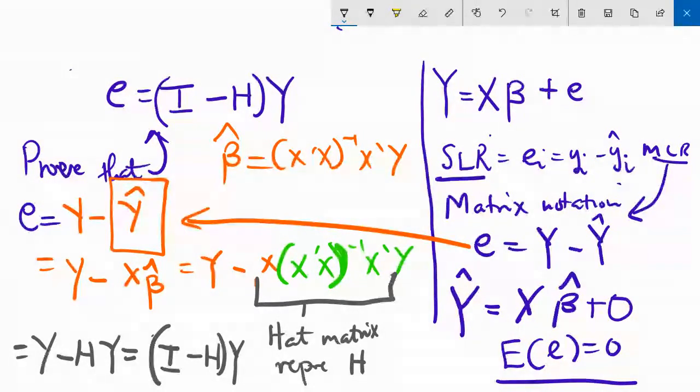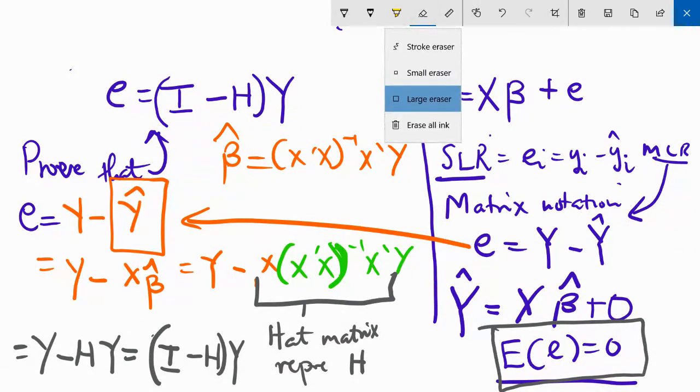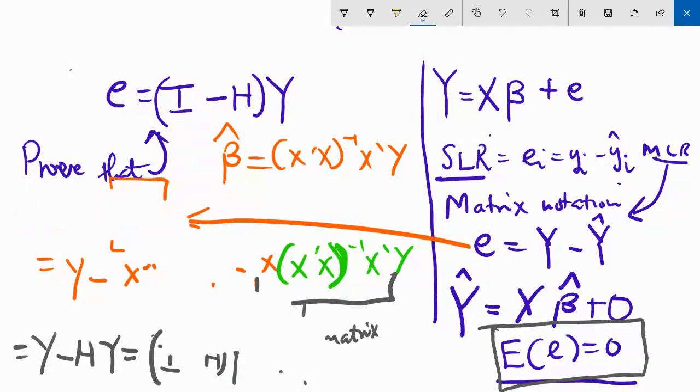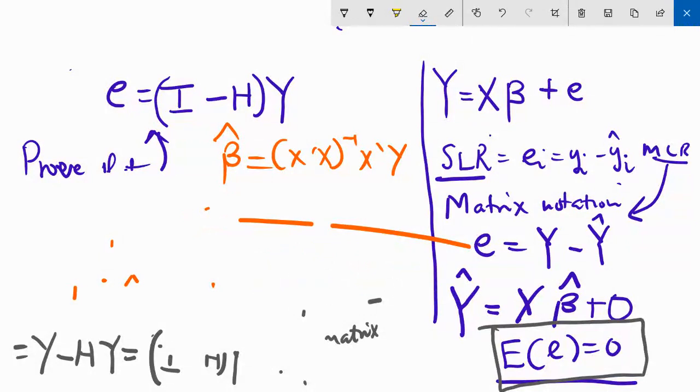Now let's move to this proof. Let's prove this now. Because we know that the expected value of E is equal to 0, let's prove it. Now I can erase this. Let's prove these things, guys. As long as you know these properties, you won't have a problem.